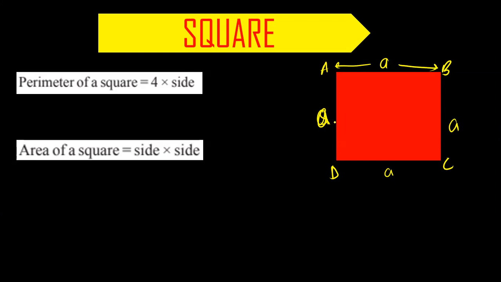Now, if I have to calculate the perimeter, it is 4 into side, or you can say 4 into A, or if I take it as S, 4 into S, because each side is A, and adding all of them, A plus A plus A plus A gives me the perimeter, which is nothing but 4 into A. So you can write it as 4 into side. Similarly, the area of the square is side into side, or A into A, or A square, or you can also write it as side square.